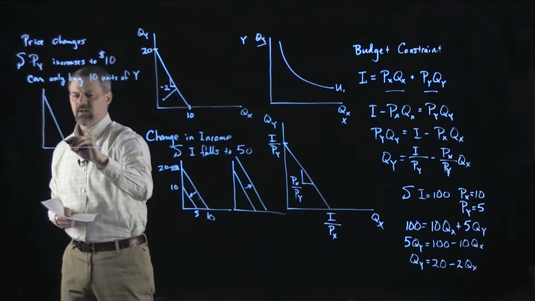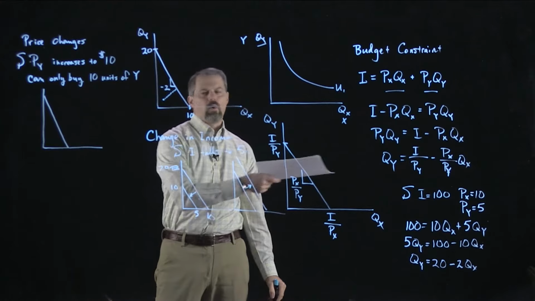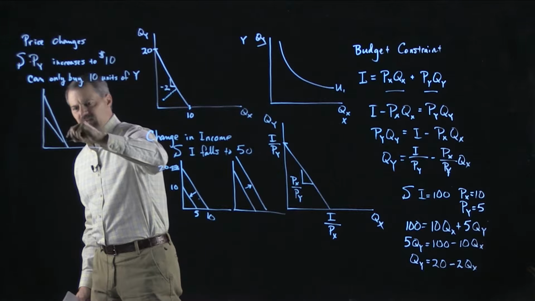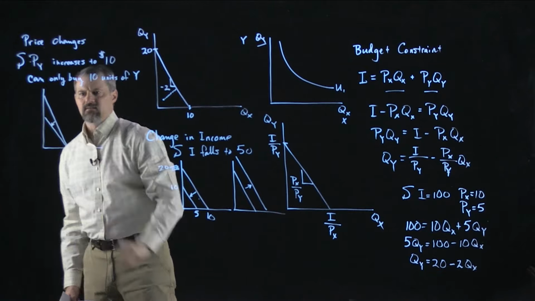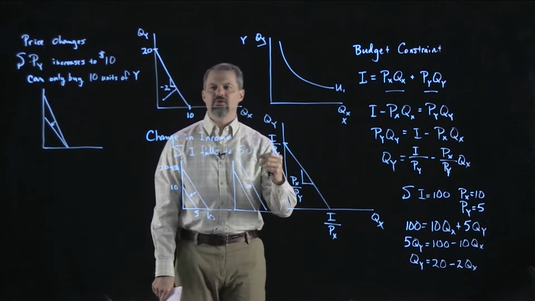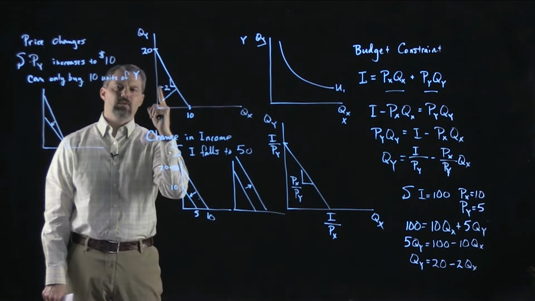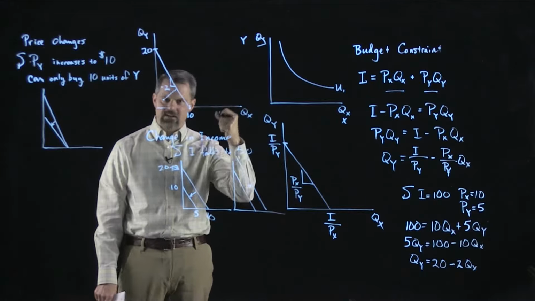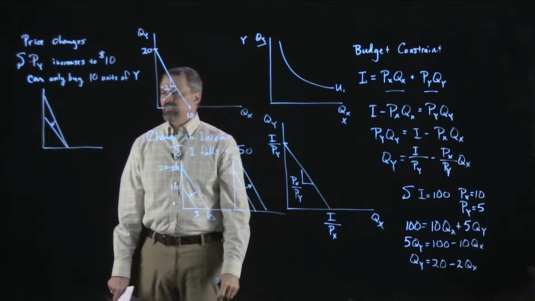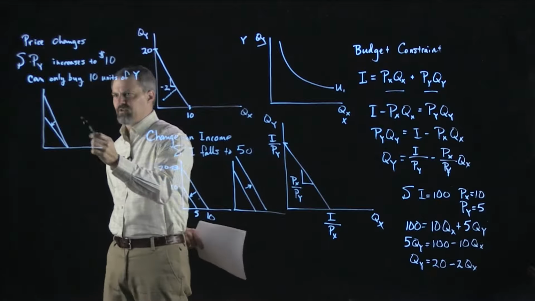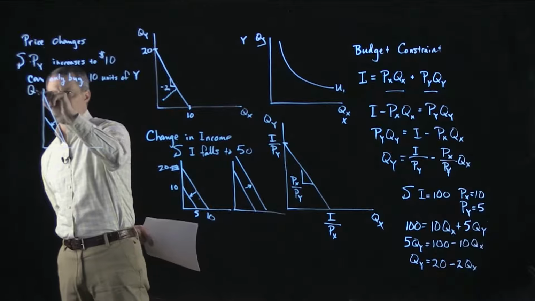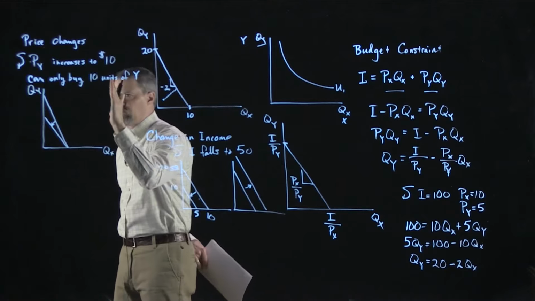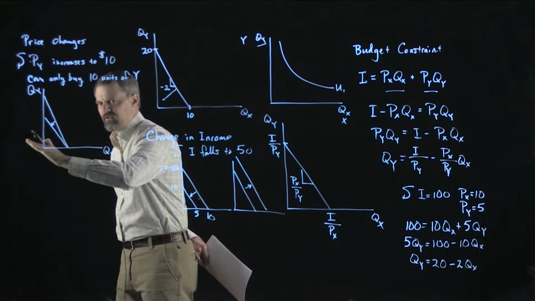In other words, when the price of good Y rises, the budget constraint pivots down like that. It goes from having a slope of 2 to having a slope of 1 because the price of each good is now $10 and 10 over 10 is 1. So if you have an increase in the price of good Y, remember that this is good Y up here, here's good X down here. An increase in the price of good Y will pivot this thing down that direction.